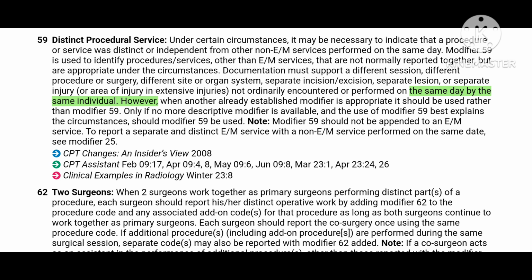So I will be reporting two biopsy codes, and for the second procedure I can use modifier 59 and convey that I did the distinct procedure from the first one. I did biopsy only, but it is not done in relation to the first procedure. It is done at a different and distinct location. Then I will be using modifier 59. And modifier 59 cannot be reported with E&M codes. Note down that it cannot be reported with E&M codes.